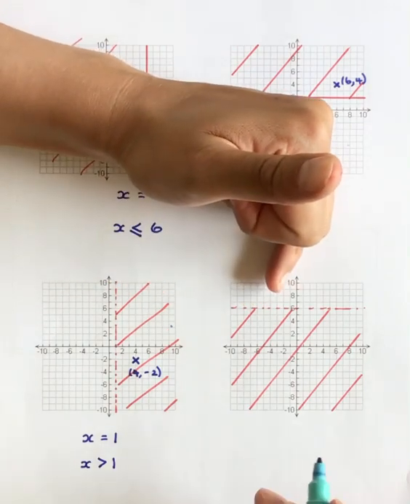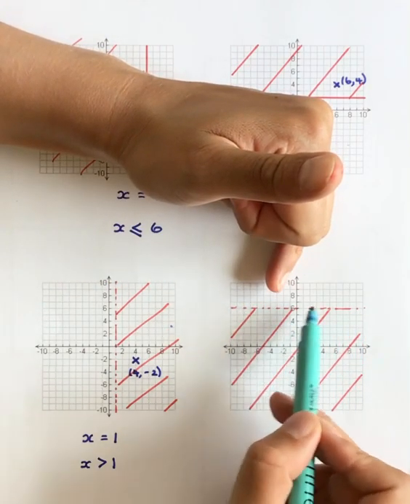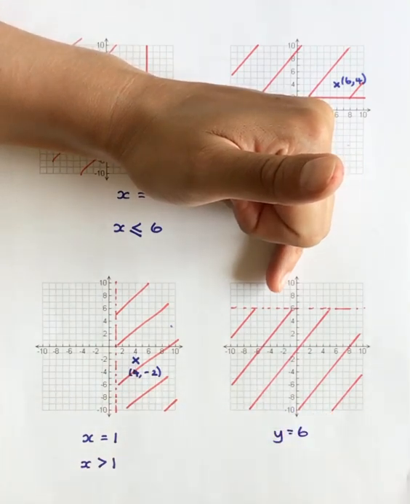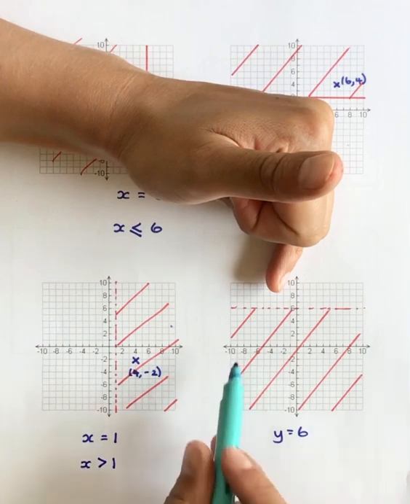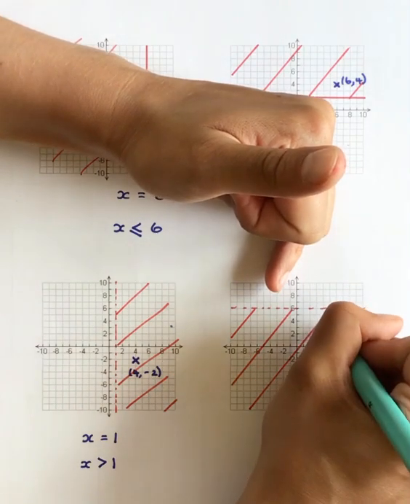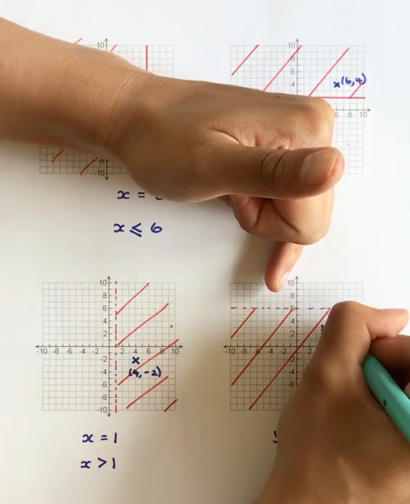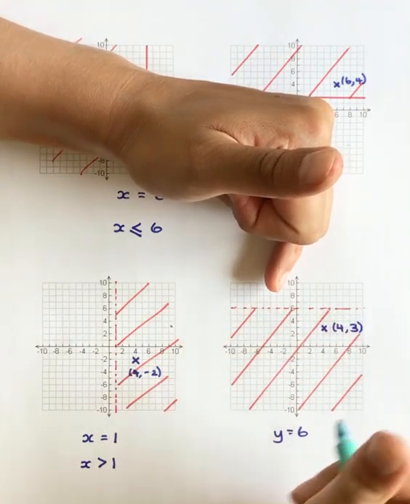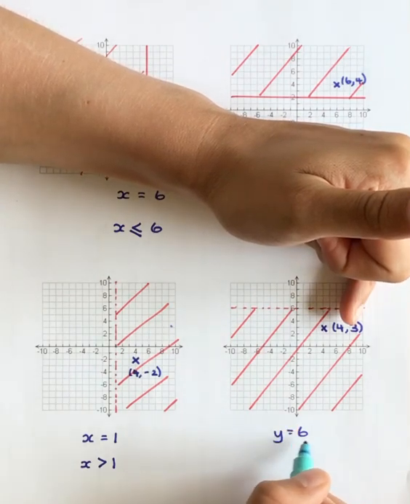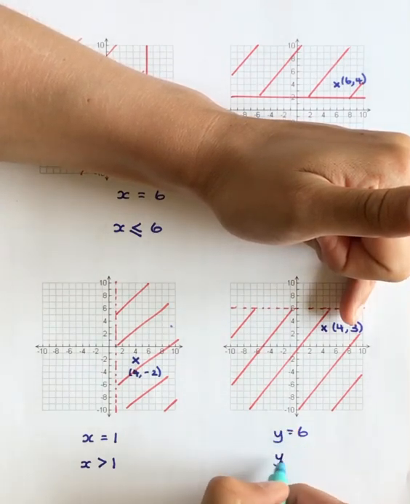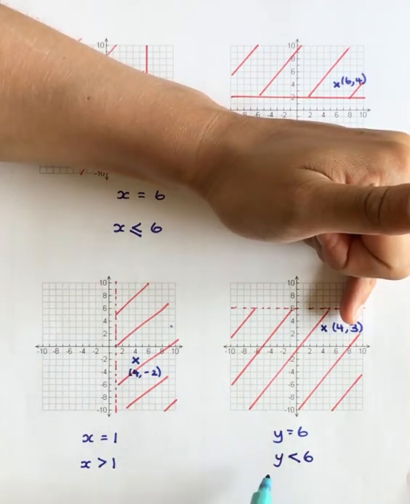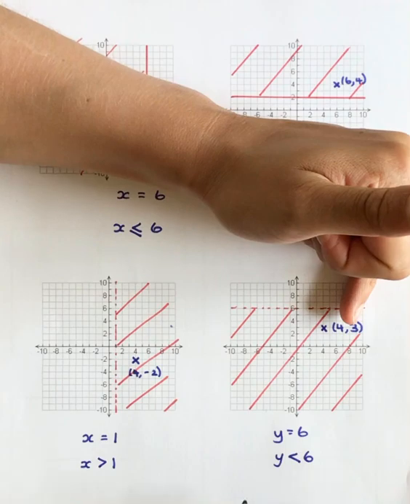And the very last one, my boundary line goes through the y-axis at 6, so my boundary line is y equals 6. Let's check which side of the line we've shaded, so choose a point. I'll go for this one here. It's the point 4, 3. My y-coordinate is 3. 3 is smaller than 6, so my y-coordinate is smaller than 6. So my inequality is y is smaller than 6, y is less than 6.